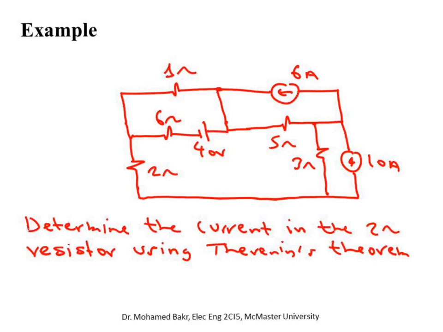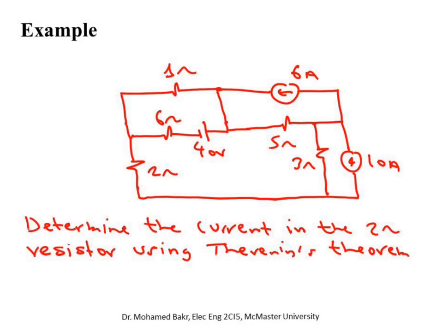Okay, let's take a look at the second example. We have this circuit here, and they would like us to calculate the current flowing in the 2 ohm resistor. And of course, if they don't show you a direction, you have to assume a certain direction for that current. If you get the current flowing in the same direction, then the value is positive. If you get a negative value, then it means it's flowing in the opposite direction. So I'm going to assume it's flowing in this direction here, and we'll try to use Thevenin's theorem.